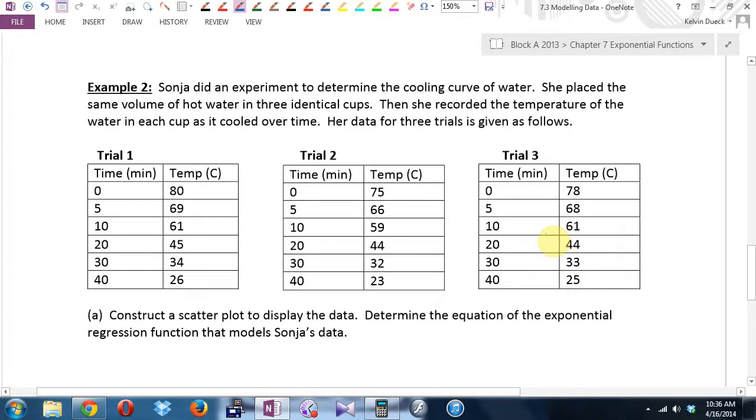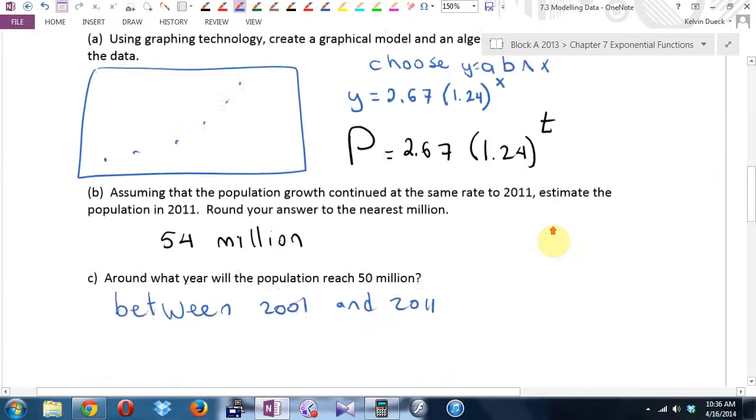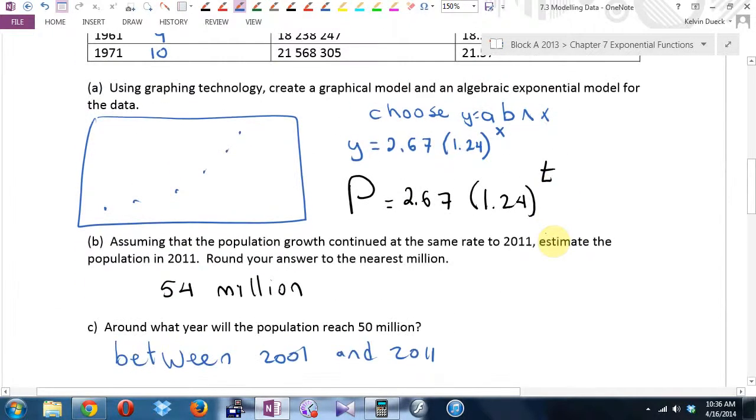Sonia did an experiment to determine the cooling curve of water. She placed the same volume. Oh, hang on, let's go back here for a second, by the way. Trivia, look up.